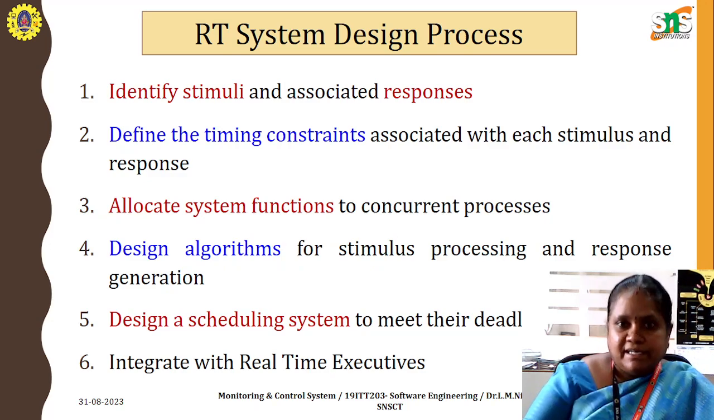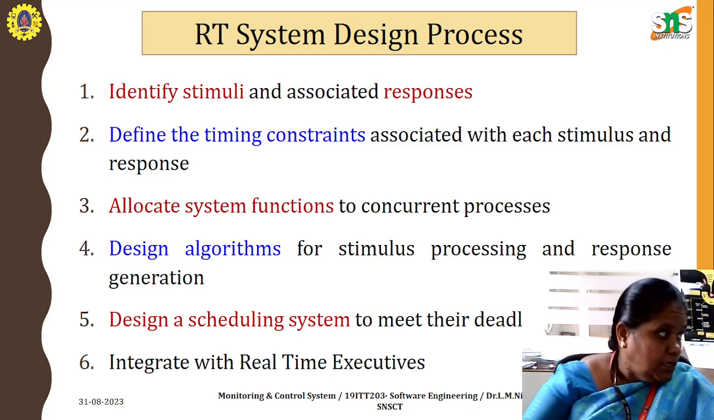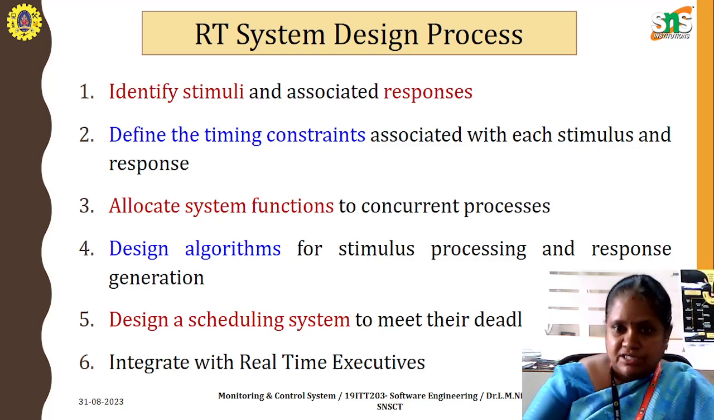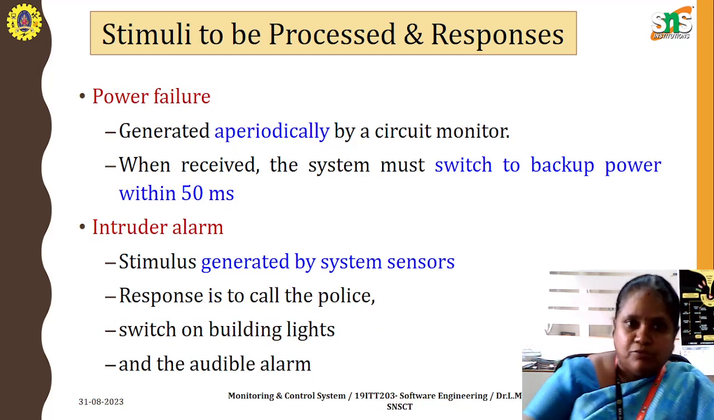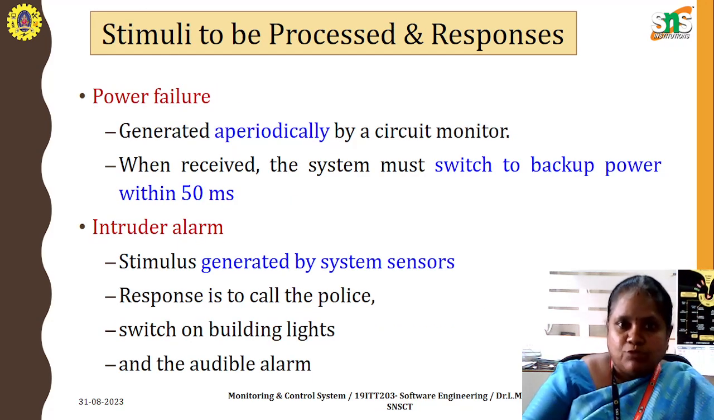Coming to our real-time system design process, first we have to identify the stimuli and the responses. Then we have to define the timing constraints associated with the stimuli and response, and we have to allocate system functions to concurrent processes. Next we have to design algorithms, design a scheduling system, and integrate with real-time executives. So now we'll see what are the stimuli and the responses.